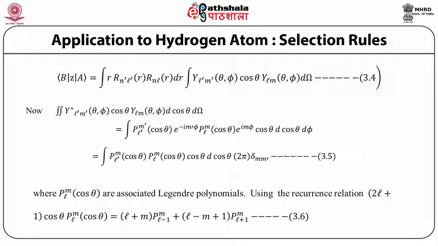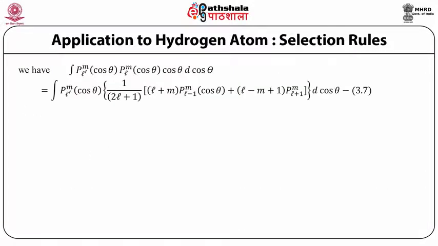Where P_l^m(cos θ) are usually called the associated Legendre polynomials, using the recurrence relation that (2l+1) cos θ P_l^m is equal to (l+m) P_{l-1}^m plus (l-m+1) P_{l+1}^m. So we can write the Legendre function P_l^m multiplied by cos θ in terms of P_{l-1}^m and P_{l+1}^m.